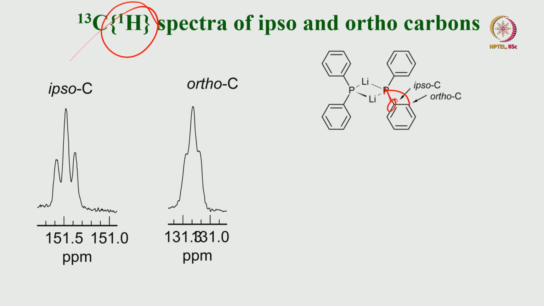One is directly bonded, the ipso carbon, and the other is this one. These are all far away, other carbons here. So we will expect at least two carbons: one is the ipso carbon and the other the ortho carbon. Each of them is a triplet.